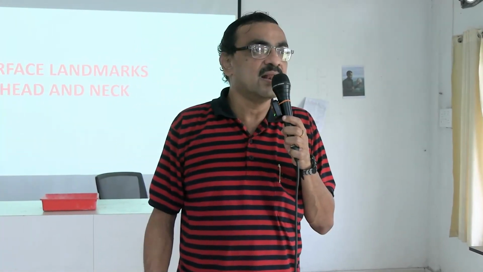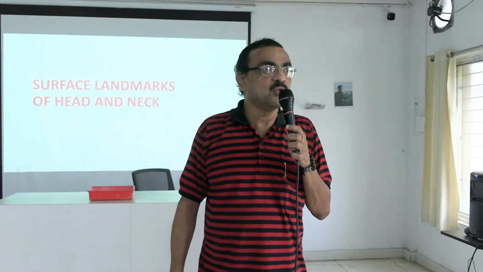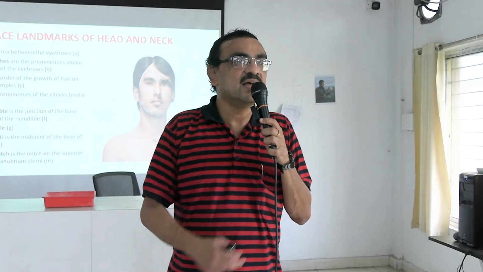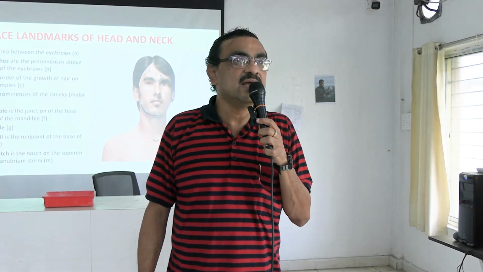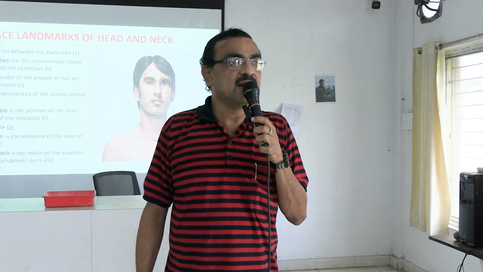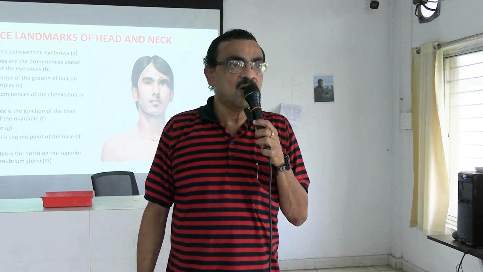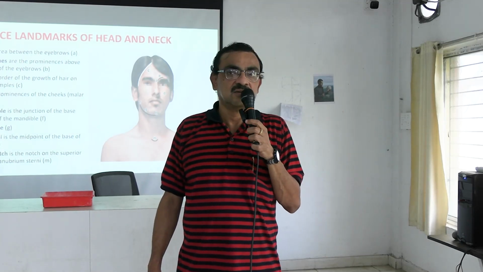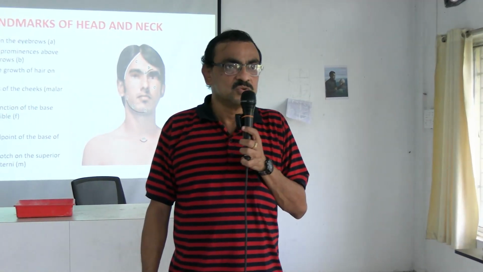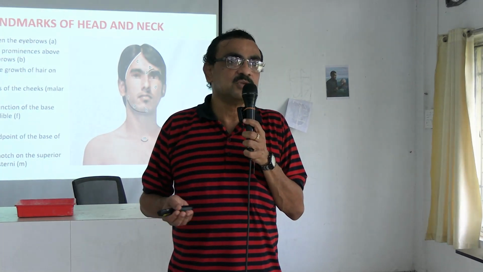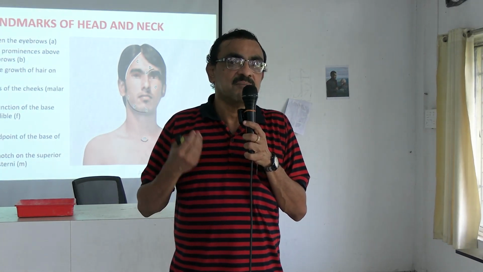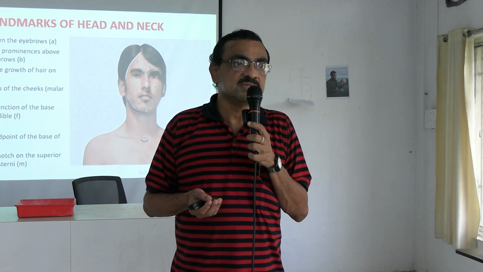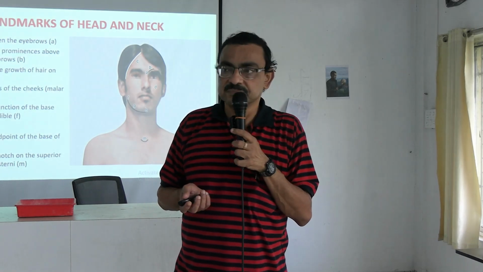Like, you may get the projection of an artery, underlying vein, underlying nerve, or a gland, or its duct, and so on. So it's a surface projection of different anatomical structures on the body surface.